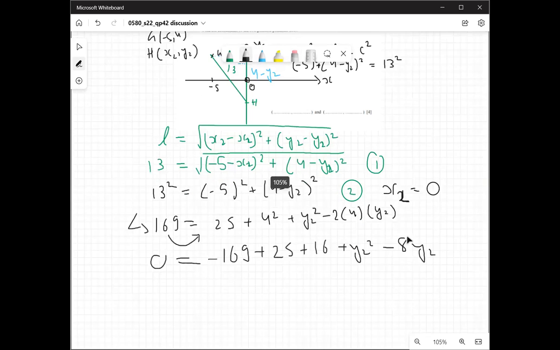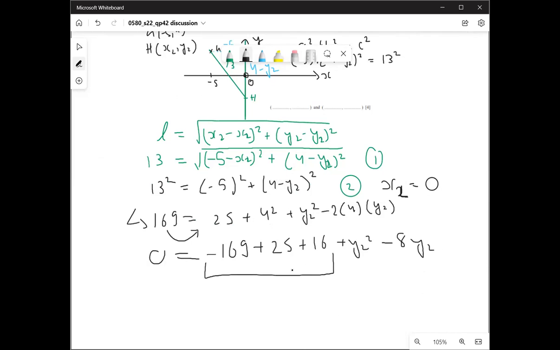Fine? And let's simplify this part. Tell me the answer. Minus 169 plus 25 plus 16. Yes, Anas, tell me. So how did you get minus 2? Where did I get minus 128? Now, Anas, use the annotate button to draw on the screen and tell me where you have a problem.